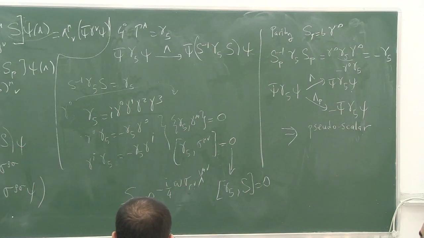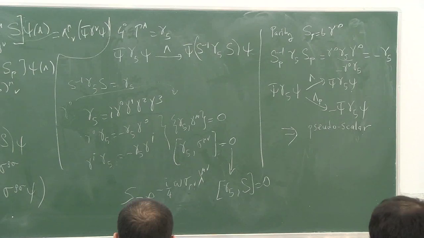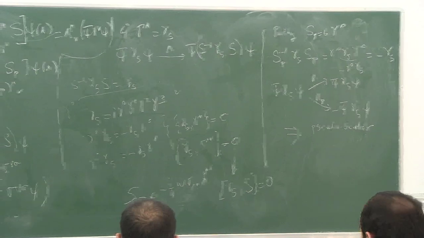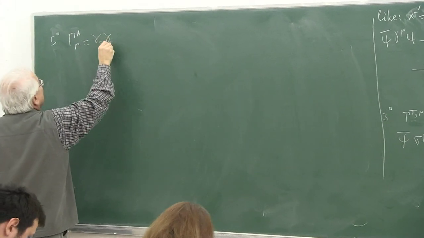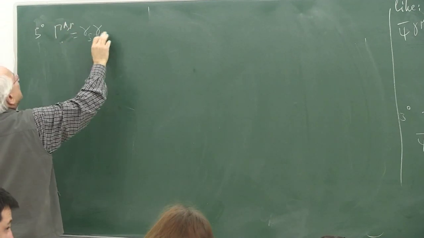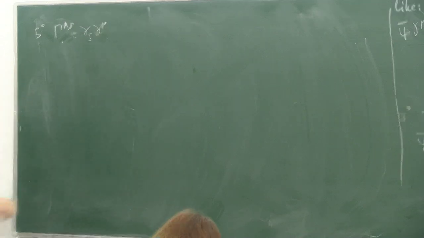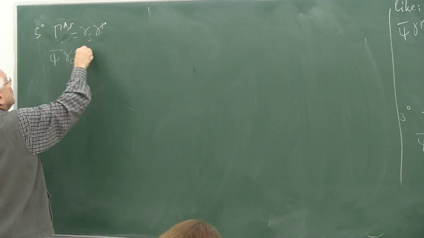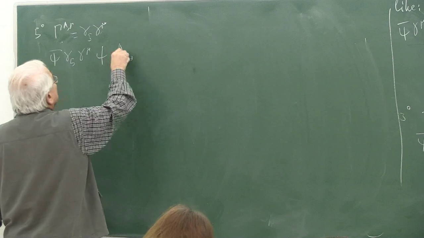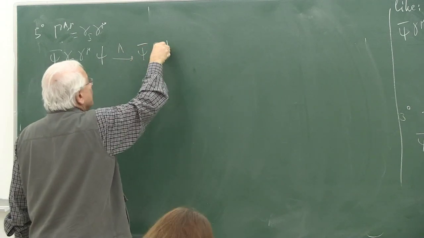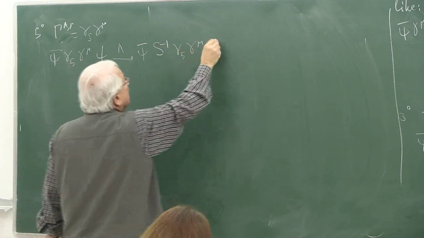Now let me turn my attention finally to the axial vector. Let me take it up so that I deal with contravariance all the time. So what is the quantum bilinear that I am considering? ψ̄γ⁵γ^μψ. Let's go under a proper Lorentz transformation: ψ̄S⁻¹γ⁵γ^μSψ.